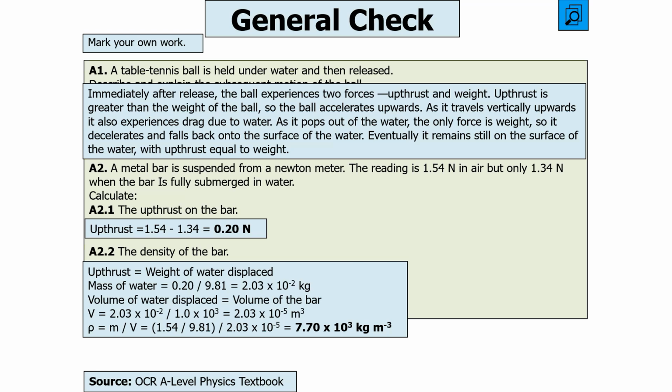Then we can say the volume of the water displaced is equal to the volume of the bar, because it's fully in the water, it's fully submerged in the liquid. So we can therefore say the volume is going to be 2.03 times 10 to the minus 2 over 1 times 10 to the 3. So it's 2.03 times 10 to the minus 5. Density is mass over volume, so you can work it all through, and you get 7.7 times 10 to the 3 kilograms per meter cubed.